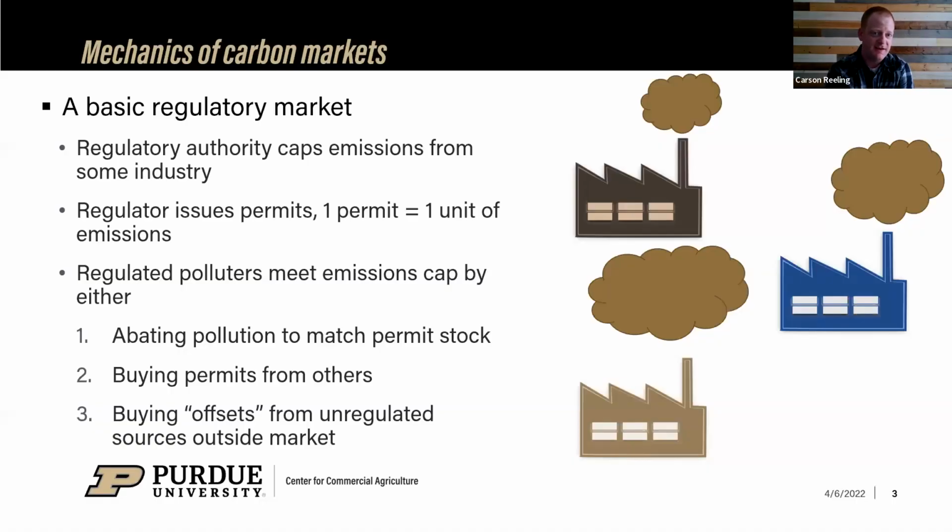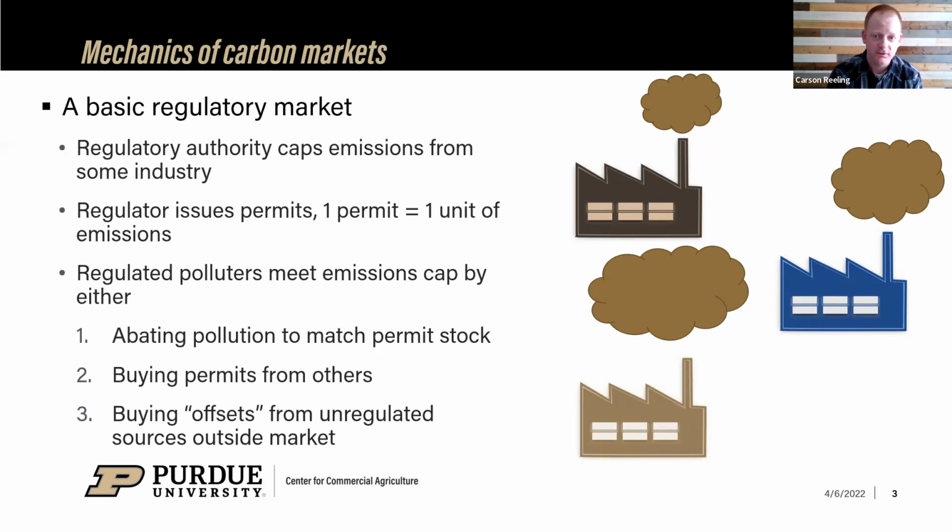There are two broad types of carbon markets. The first is what I'll call a regulatory carbon market. As the name implies, a regulatory market is one in which demand for carbon abatement or sequestration comes from some regulation. There's some environmental authority, whether it's the US EPA or some state level regulator, that says, okay, there's an industry that's emitting too much pollution. We need to clean it up.